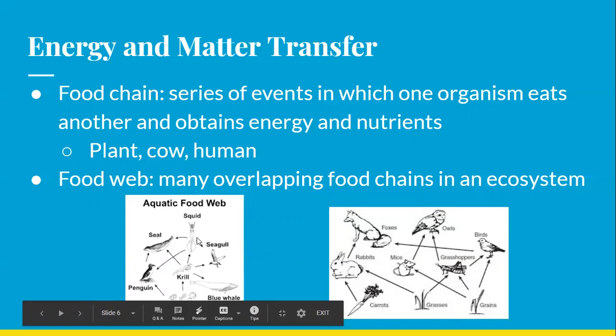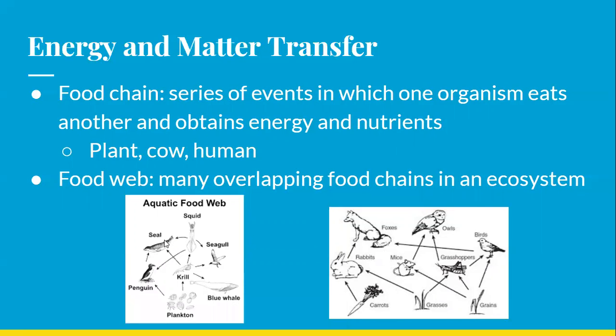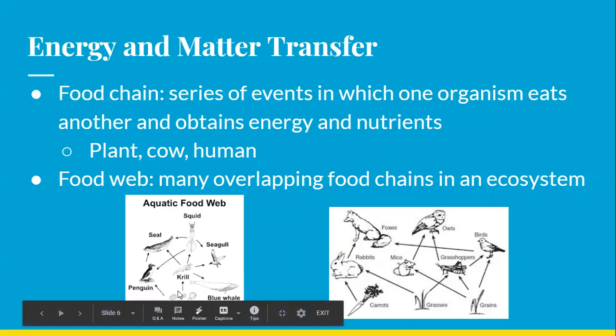Now our squid, a squid can also be eaten by a seal. So squid can be a secondary consumer because plankton can also be eaten by our first primary consumer over here, a krill. Then krill can be eaten by squid, which would be our second level consumer. And then a squid can be eaten by a seal, and thus the seal can be a third level consumer also. So it just depends where the animal is at and where your producers are.